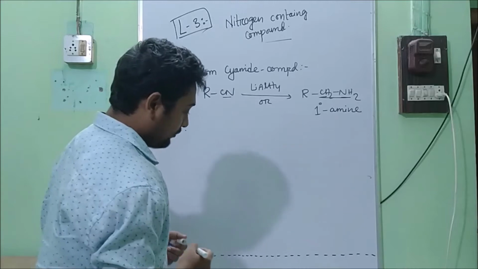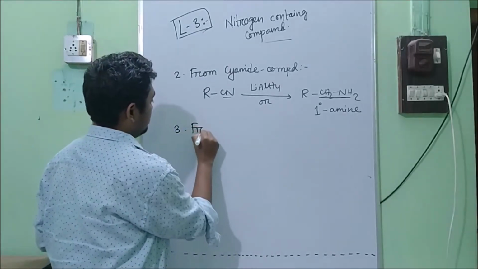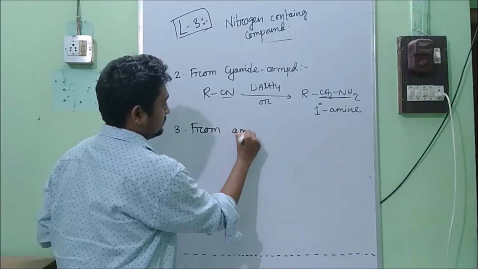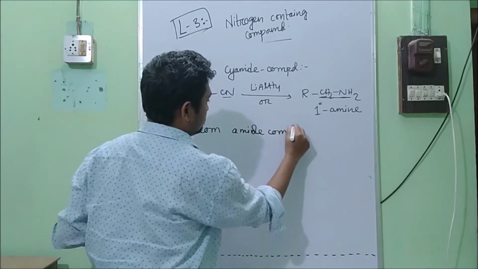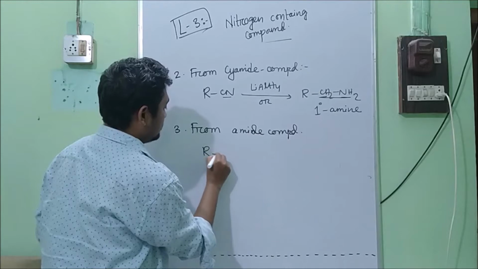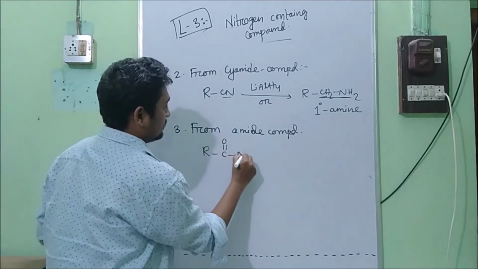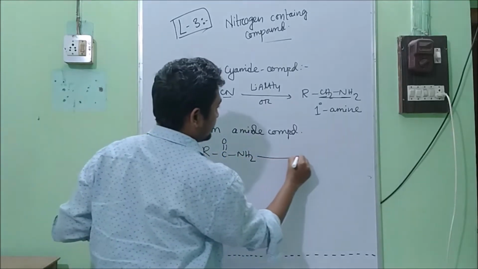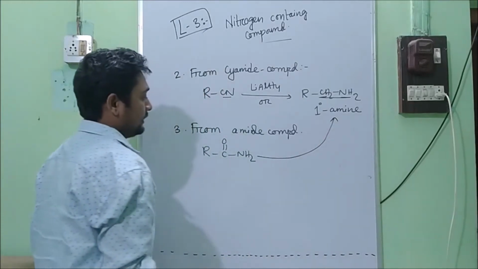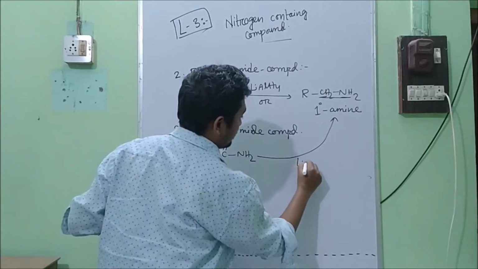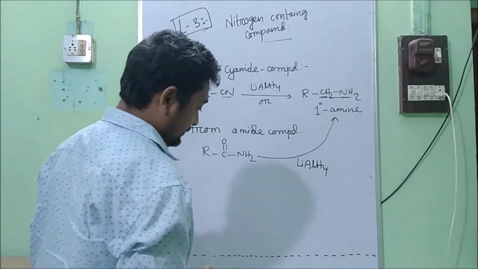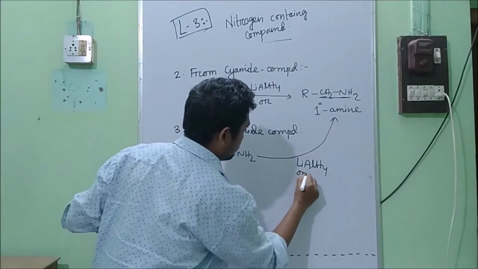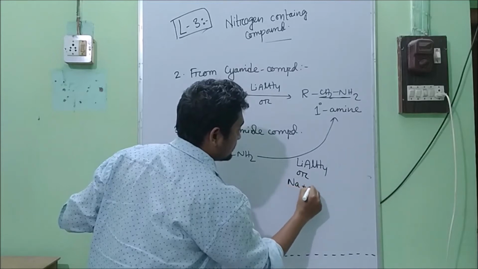Next one from amide compound. RCONH2 group. You can convert it into this 1 degree amine by using lithium aluminum hydride or sodium plus ethanol.